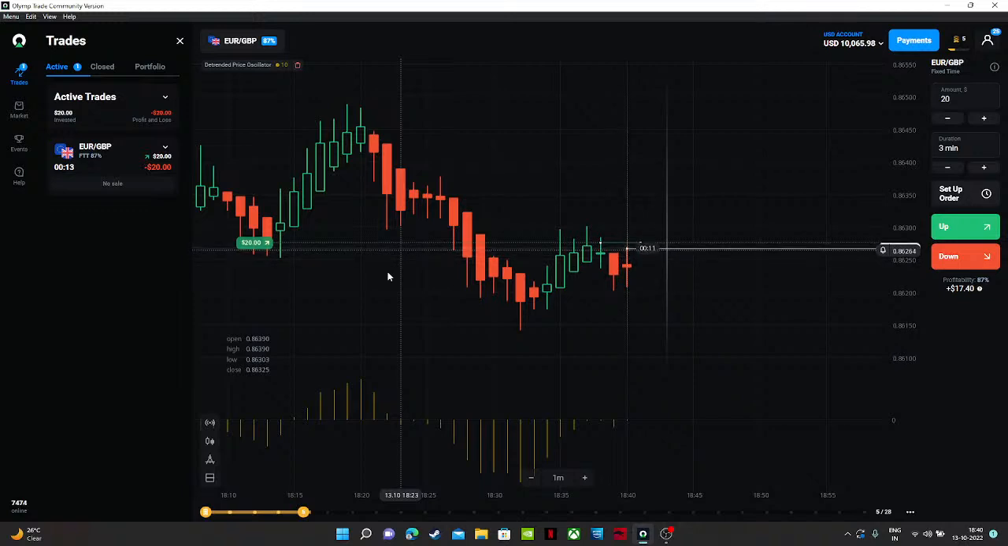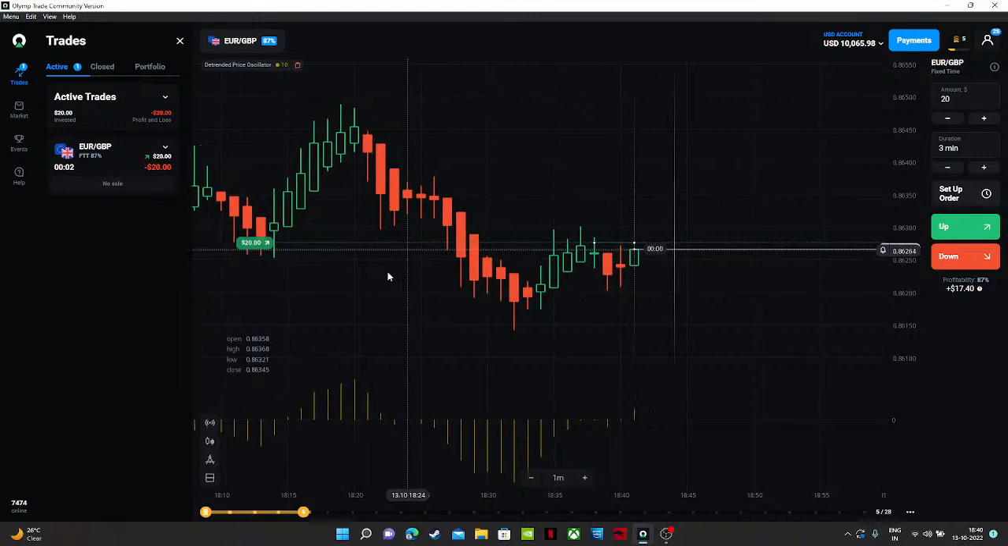Okay, let us wait for this trade to close. Based upon the result of this trade, we will decide the amount for the next trade. Let us meanwhile try to find another entry here.